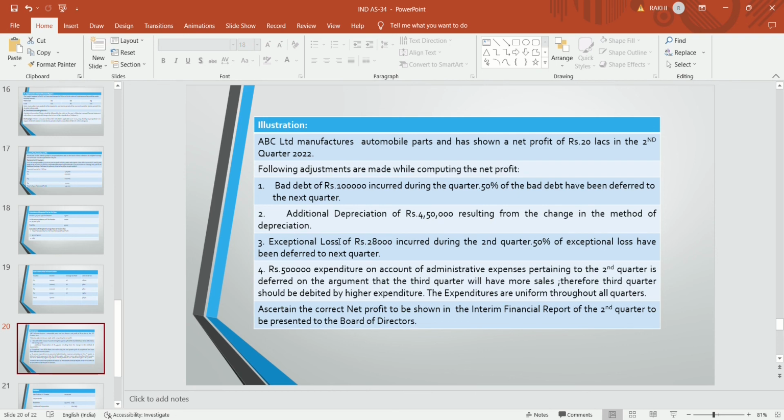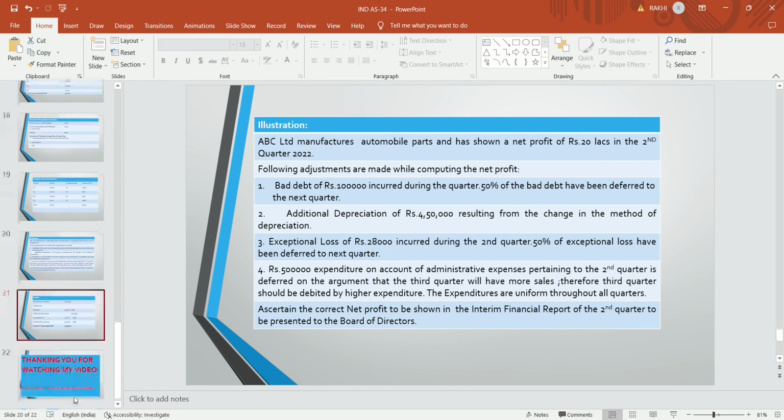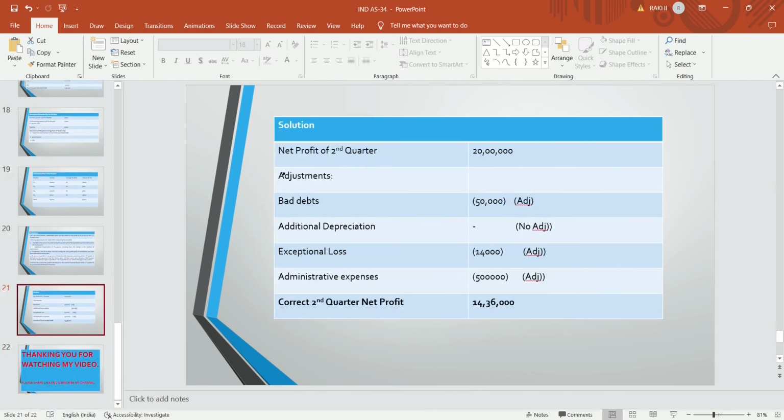Rupees 5 lakh expenditure on account of administrative expenses pertaining to the second quarter is deferred on the argument that the third quarter will have more sales. Therefore, the third quarter should be debited by higher expenditure. The expenditure is uniform throughout all the quarters. Ascertain the correct net profit to be shown in the interim financial report of the second quarter to be presented to the board of directors. So, in this way, we make the solution.